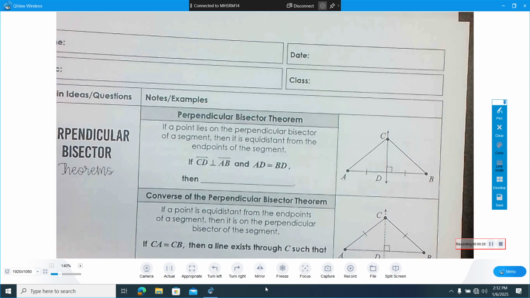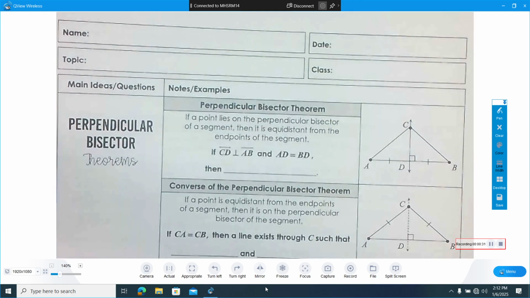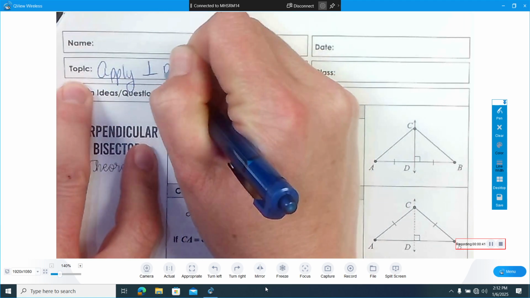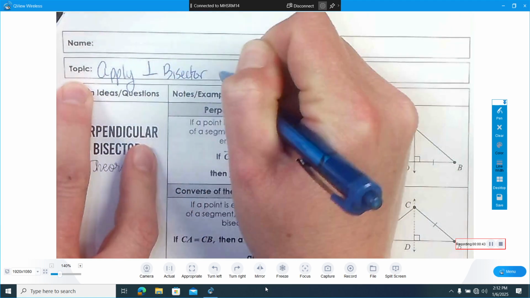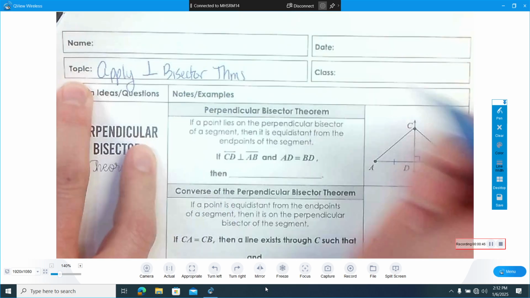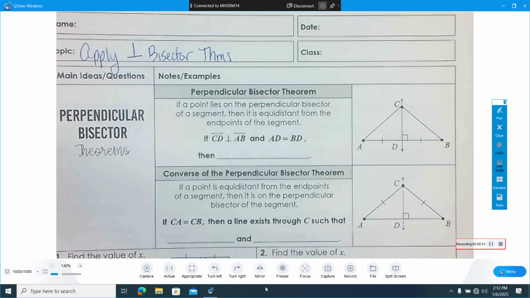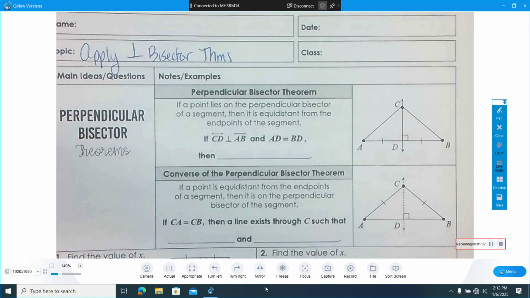Okay. All right. So today we are looking at the perpendicular bisector theorem. So our topic today is to apply the perpendicular bisector theorems. We have two theorems we're looking at today. I was supposed to do the whole thing, but then this morning I was like, that's enough. So we're going to get through about half the notes, about half the homework, and we'll finish it up tomorrow.